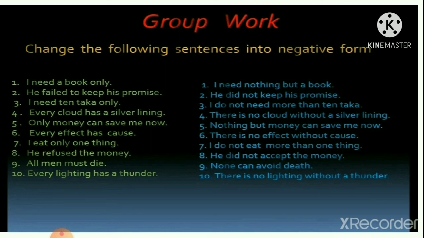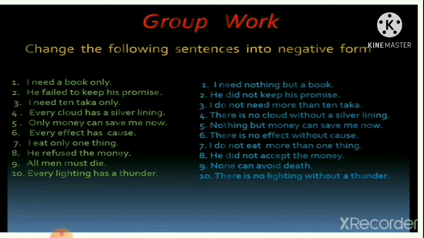He failed to keep his promise. Negative will be, he did not keep his promise. I need 10 taka only. Negative sentence, I do not need more than 10 taka. Every cloud has a silver lining. There is no cloud without a silver lining.